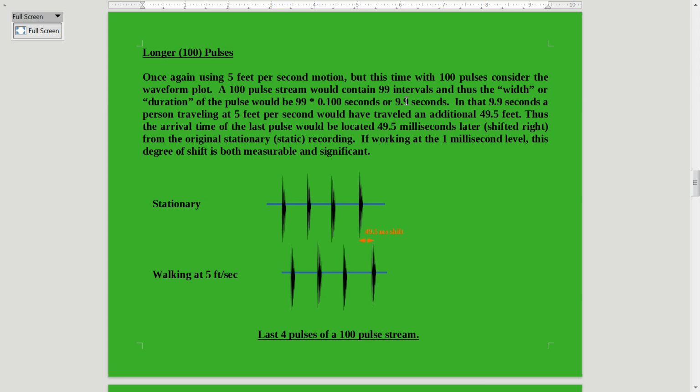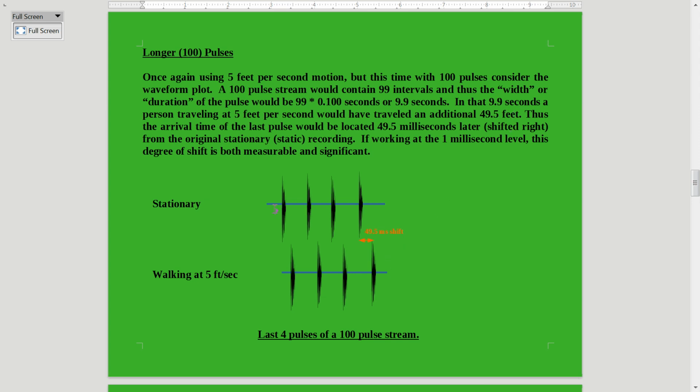Okay? So we ask ourselves, how far a person walking or traveling at 5 feet per second will travel in 9.9 seconds, and we just multiply it out, and it comes out to 49.5 feet. And thus the arrival time of the last pulse will be 49.5 milliseconds after the equivalent time of a stationary pulse.